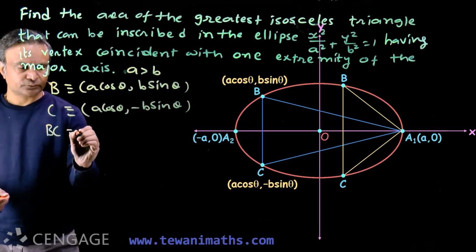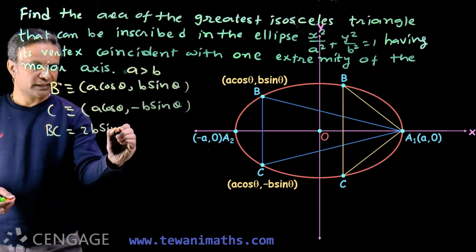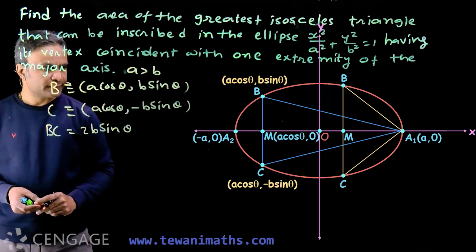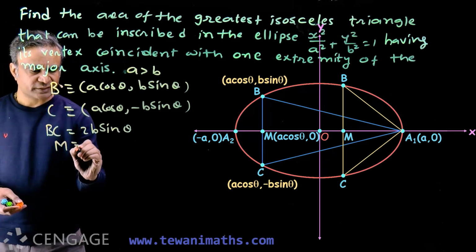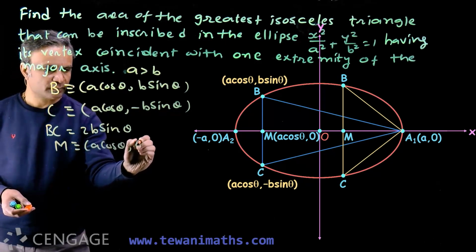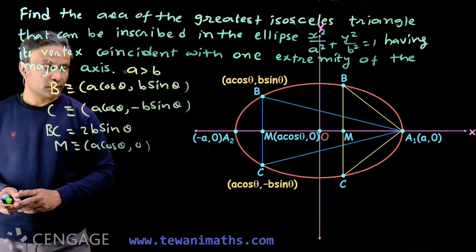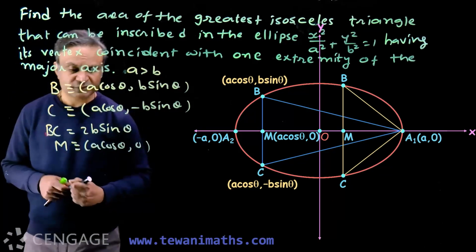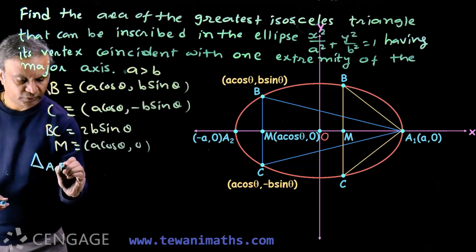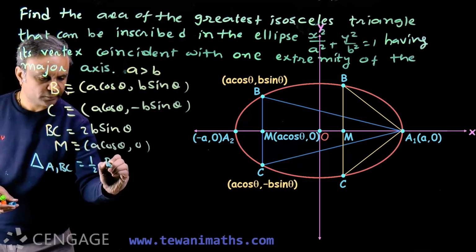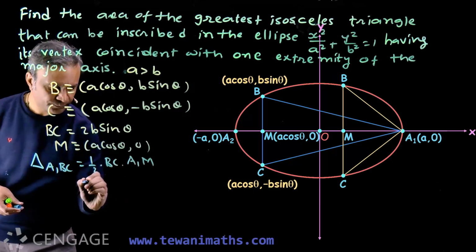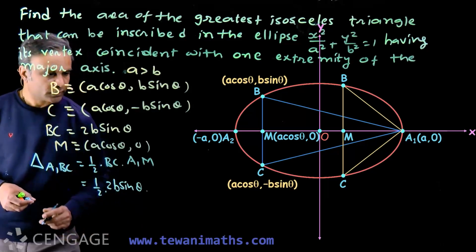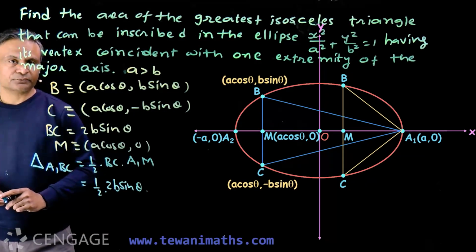What is length BC? This is 2b sin theta. Okay. M is midpoint of BC. Its coordinates are पॉइंट एम के कोऑर्डिनेट्स क्या हो जाएंगे? a cos theta comma 0. It lies on the major axis, x-axis. Now what is area of triangle A1BC? Area of triangle A1BC is 1 upon 2 multiplied by BC multiplied by A1M. BC is 2b sin theta. Now what will be A1M? This is very interesting. A1M क्या होगा?